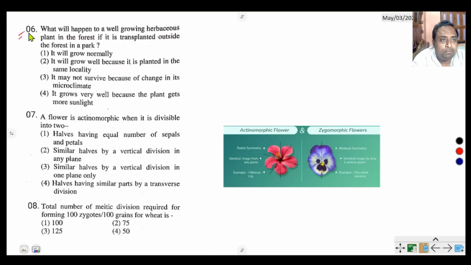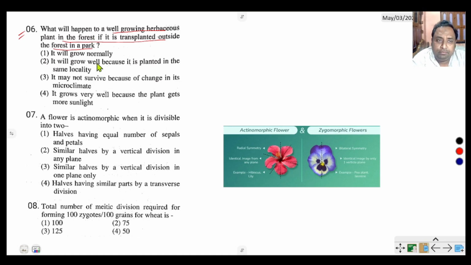Question number 6. What will happen to a well-growing herbaceous plant in the forest if it is planted outside the forest in a park? Suppose a plant that grows very well in the forest is transferred to a park, then what will happen to the plant?